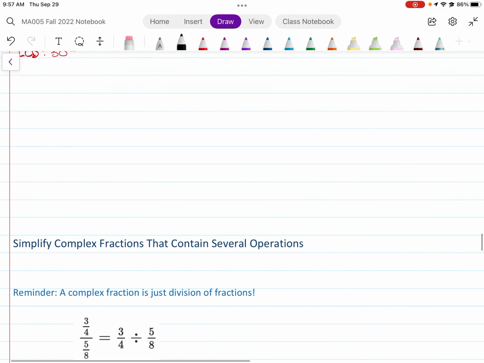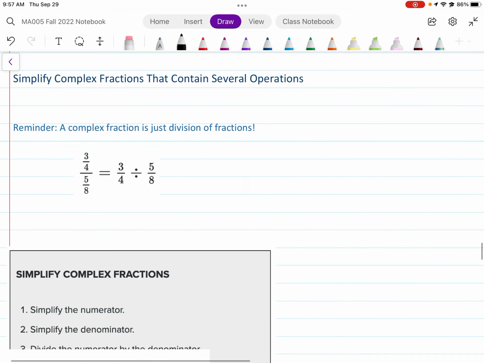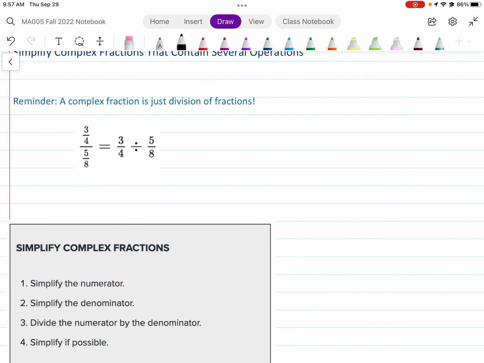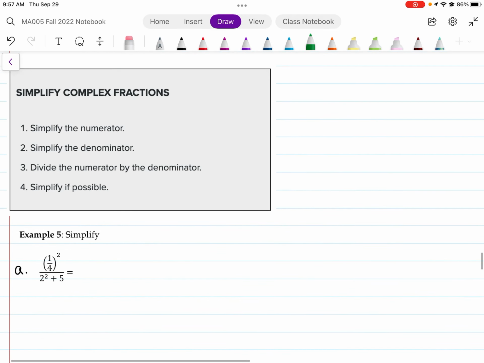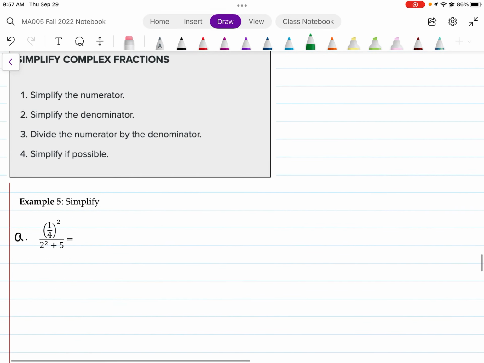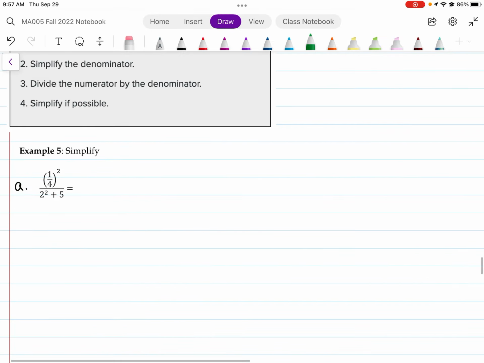All right, so next we're going to simplify complex fractions that contain several operations. So remember, a complex fraction is just division. This thing right here means division. So 3/4 is this one, and 5/8 is this one, and the division sign is in between. So simplifying complex fractions, you want to simplify the numerator and then the denominator and then divide the numerator by the denominator. All right, so these are challenging. So one step at a time, let's try them.